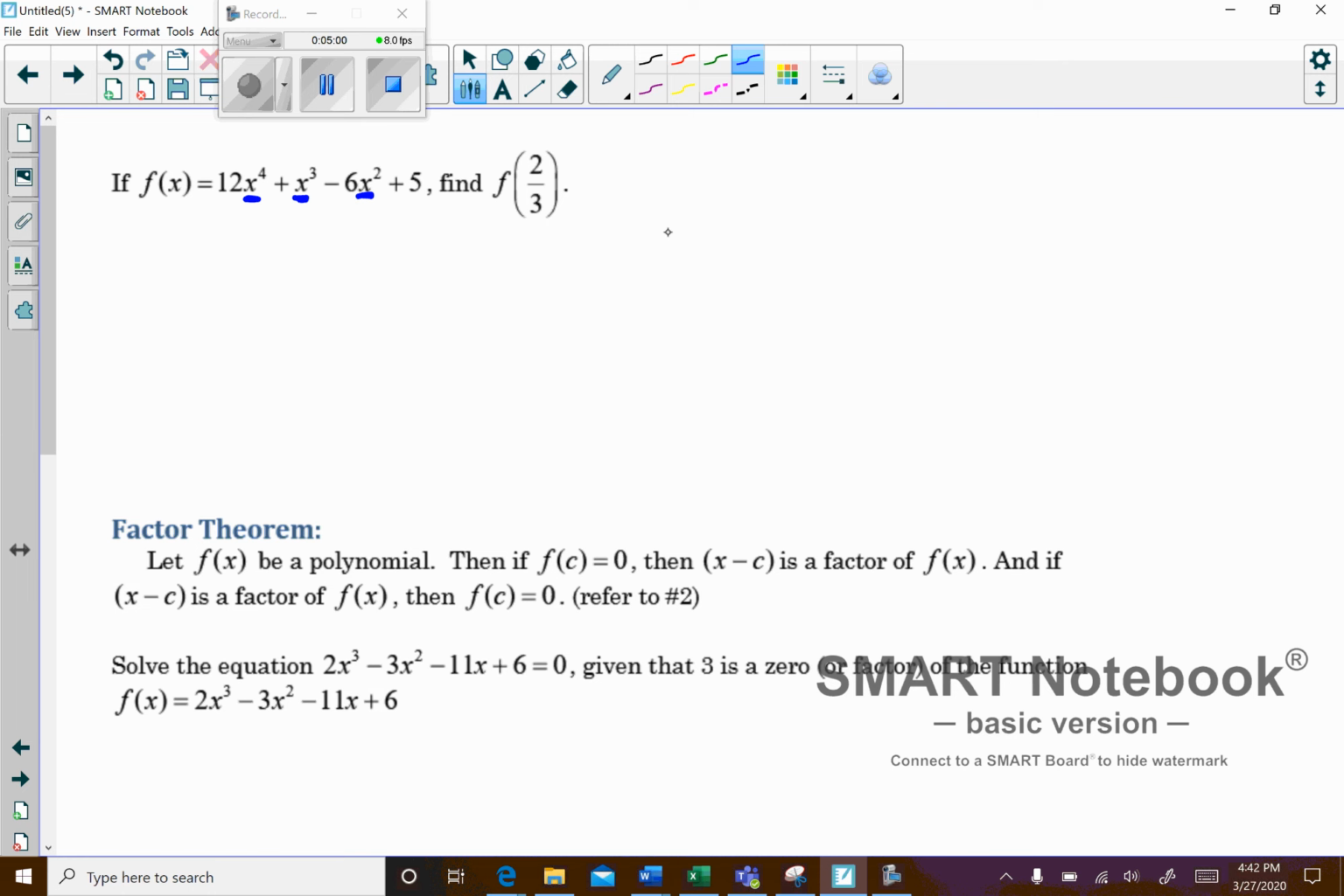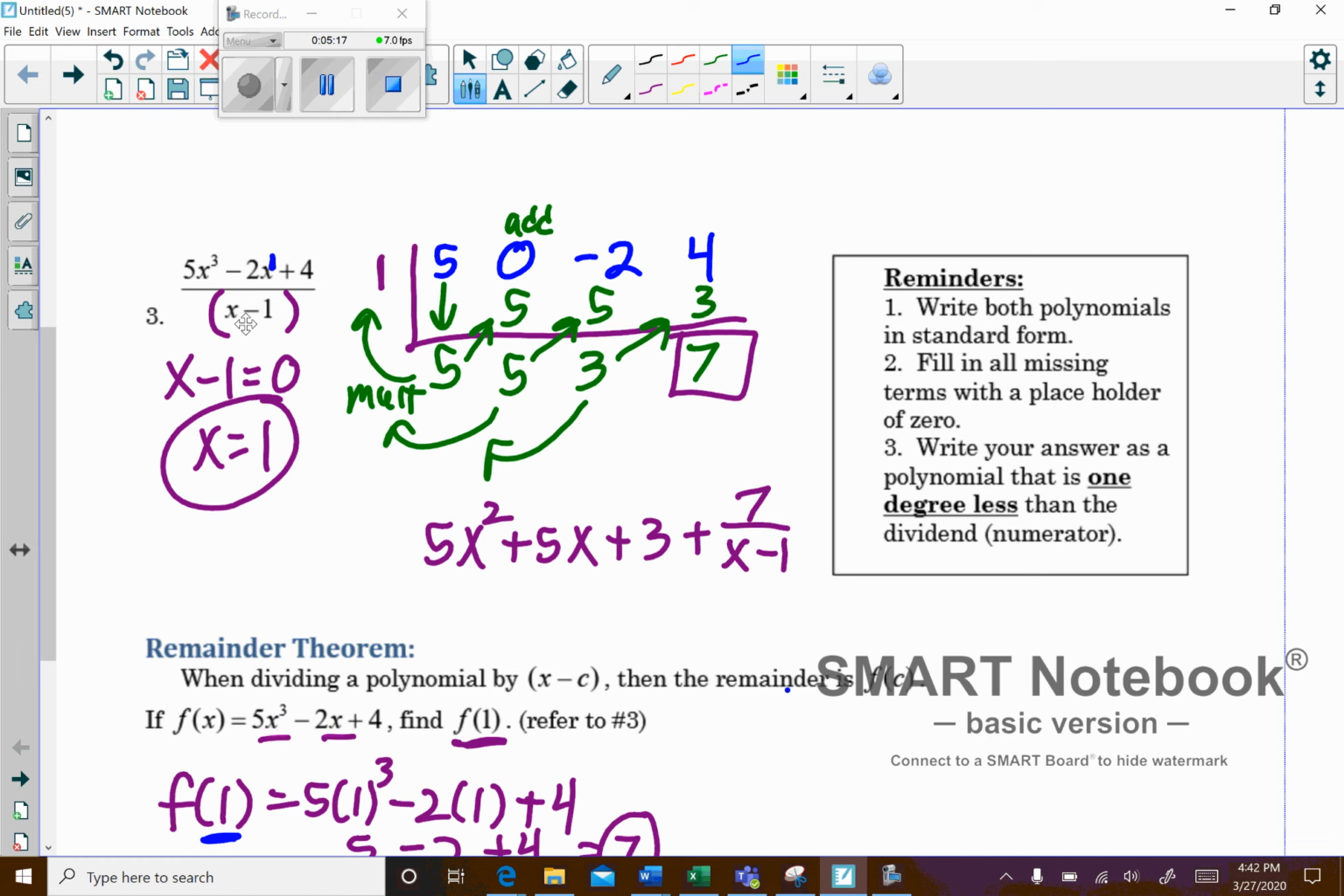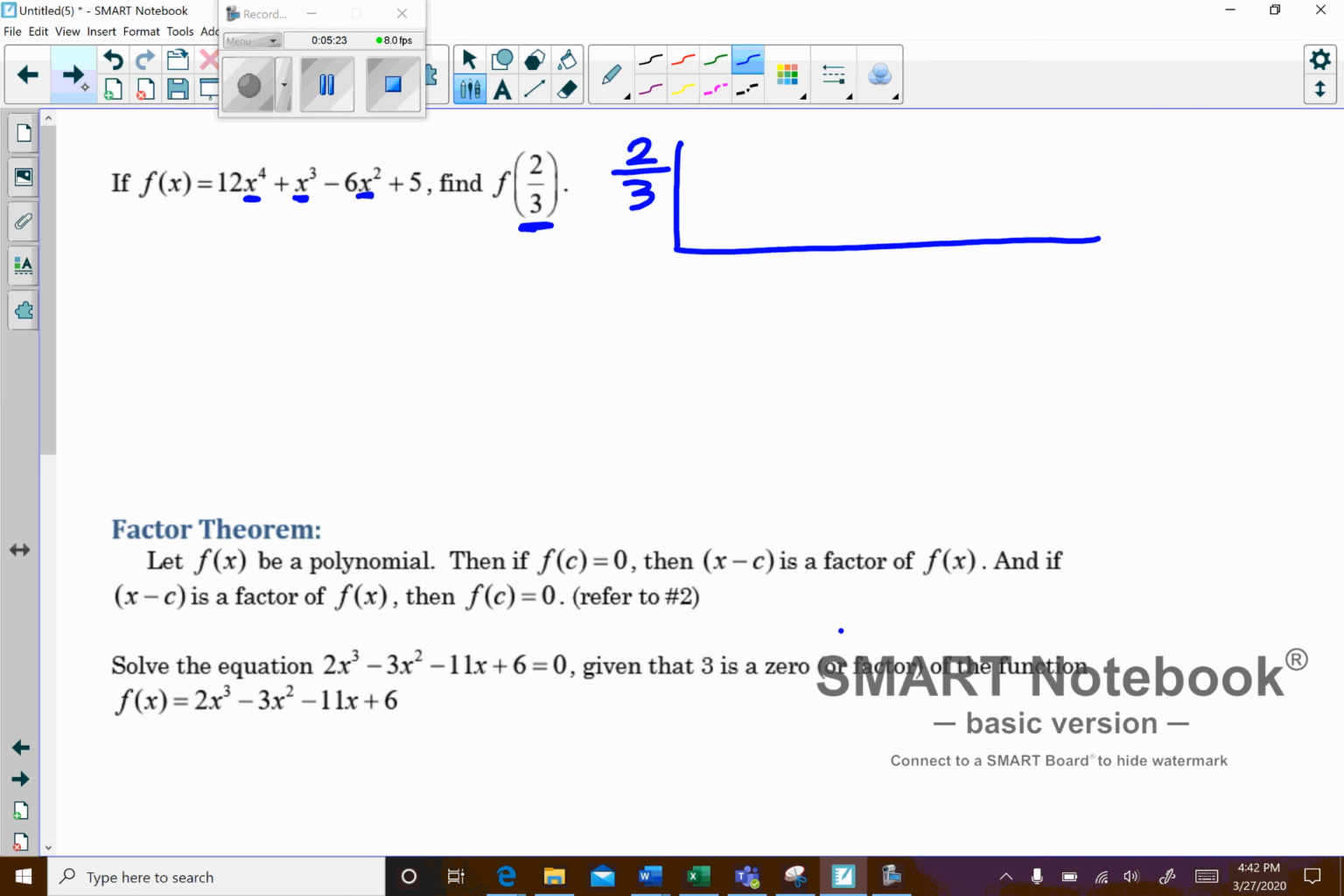So the difference here is it's telling me what I'm evaluating. So it's giving you that magic number now. That's my magic number. So if I'm setting up the synthetic division, my magic number is 2/3. So don't change the sign of it. The difference here was you were dividing by x minus 1. You set it equal to 0 and solve. And so the difference here is we're explicitly giving you the value that we want you to use, 2/3.